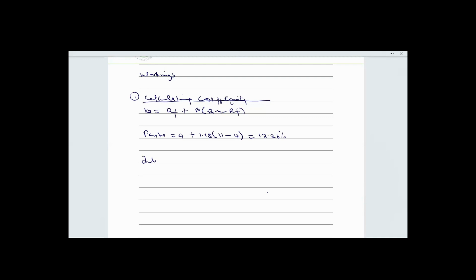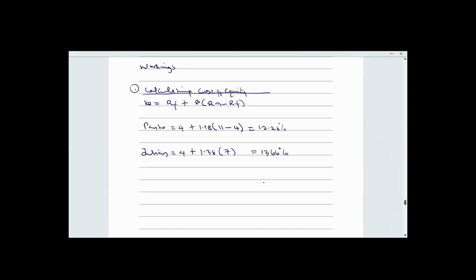Then for Julian, the risk-free rate of return is 4. The beta of Julian is 1.38. Market risk premium is 7, that's the difference between 11 and 4. So what do I have here? 7 multiplied by 1.38, plus 4, equal 13.66%. So I need to calculate cost of debt.